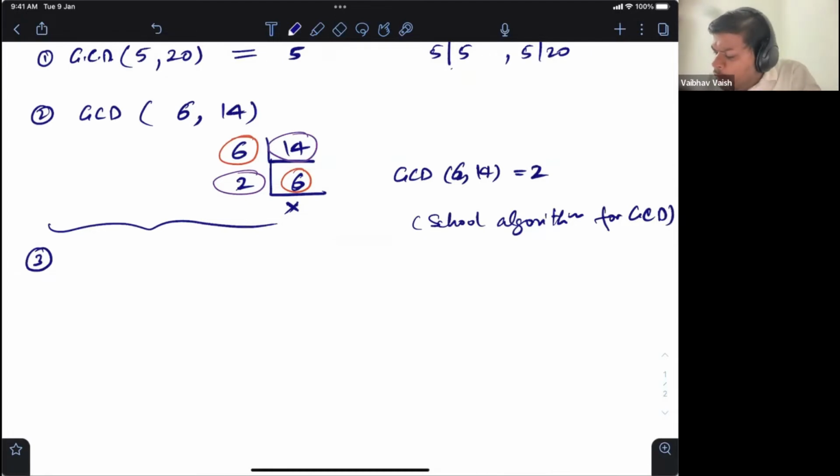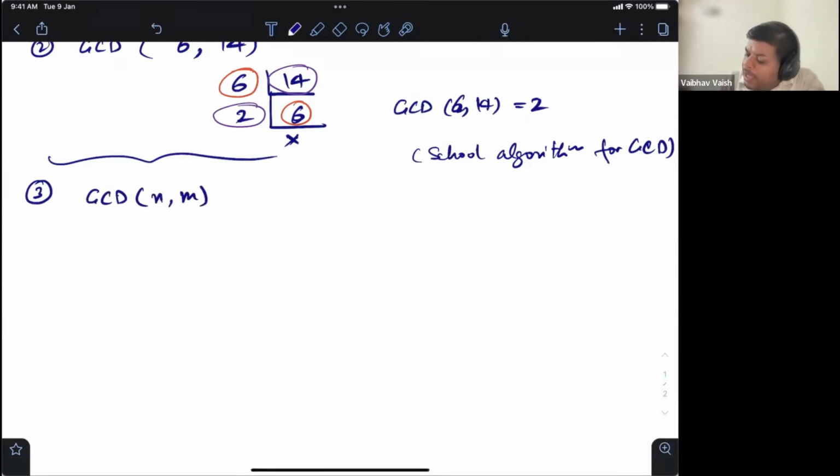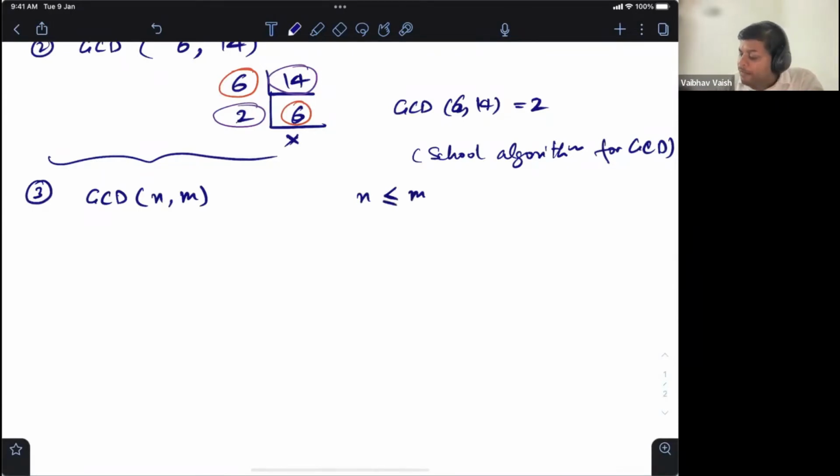And what is formally happening? We are senior school students now, and we want to ask ourselves, we can get rid of specific numbers and just introduce n and m as variables. So suppose you want to compute the GCD of n and m. What is the algorithm? Without loss of generality, assume that n is less than or equal to m. Then what you can do, this is the first step.